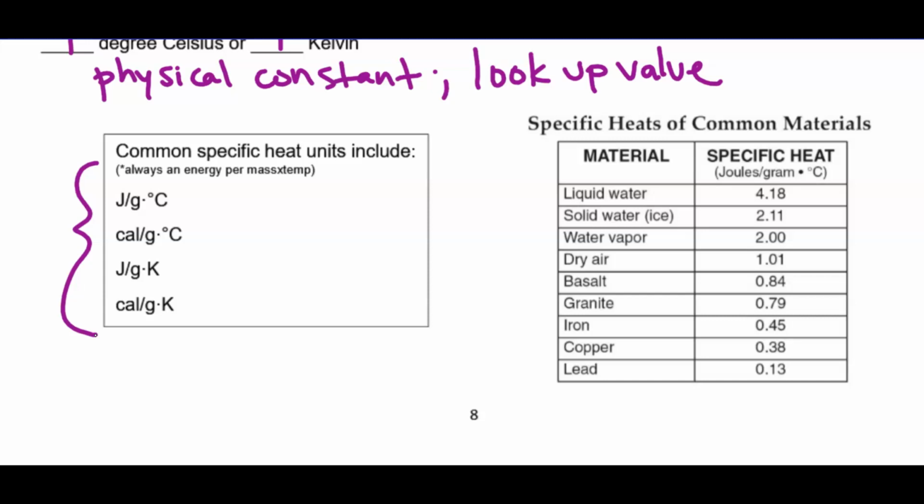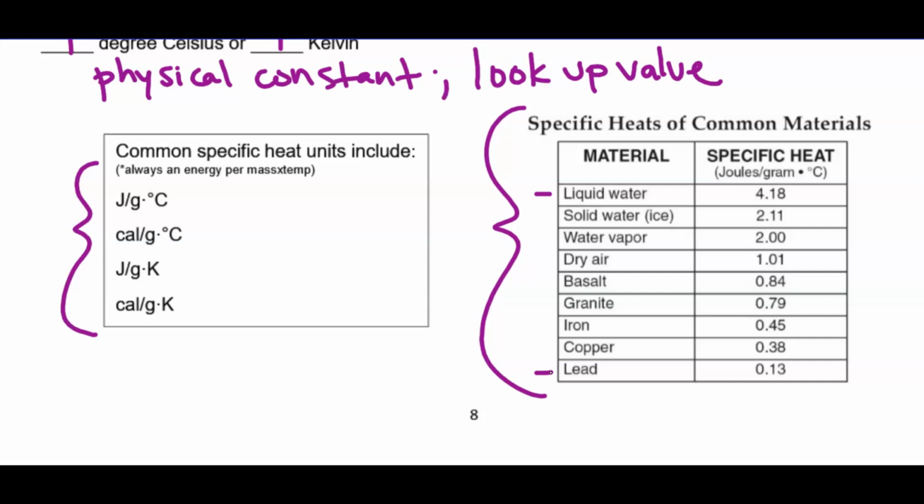Really pay attention to what units are being used wherever you're looking at the value. In your unit packet here on page 8, there is a table that I've given you to be able to use in any lab or homework that you're given. So these are specific heats of common materials. You'll notice that water has a specific heat of 4.18 joules per gram degree Celsius. What this tells me is that it takes 4.18 joules of heat energy to raise 1 gram of water by 1 degree Celsius. That is very different than the amount of energy that's needed to raise the temperature of 1 gram of lead by 1 degree Celsius.